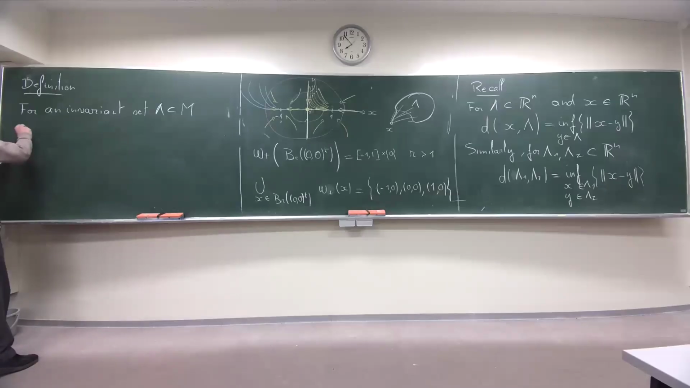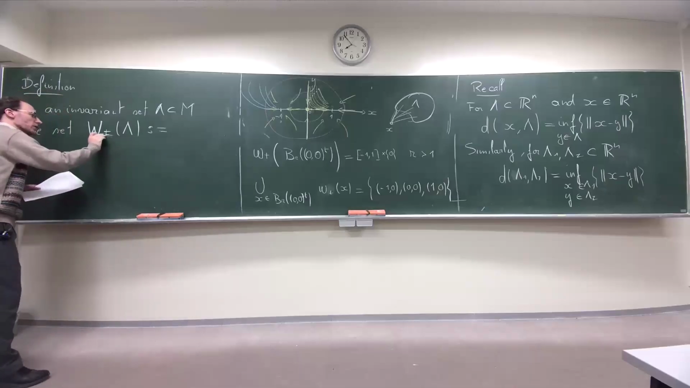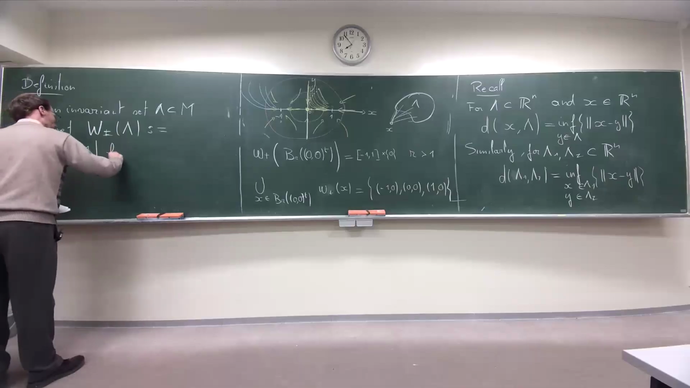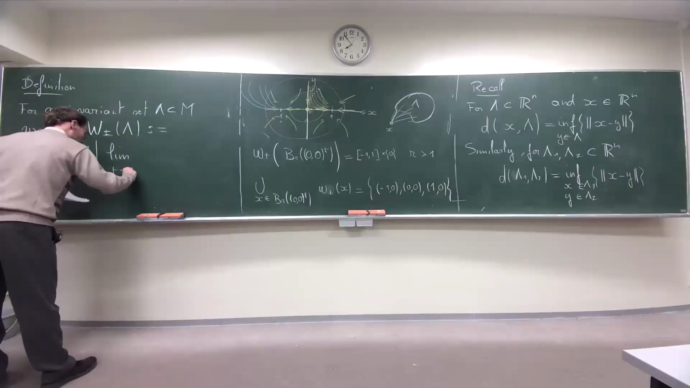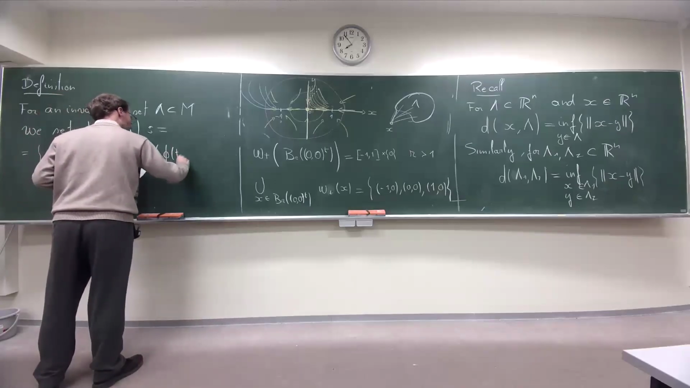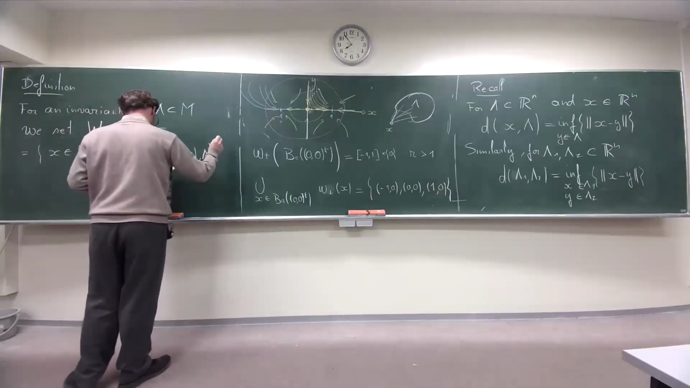So I define the set W, a capital W plus or minus of lambda. This should remind you of the limit set omega, so the notation is similar, but it's a capital W plus minus of lambda. It is the set of x in M such that the limit when t goes to plus infinity of the distance between phi of t x and lambda is 0.